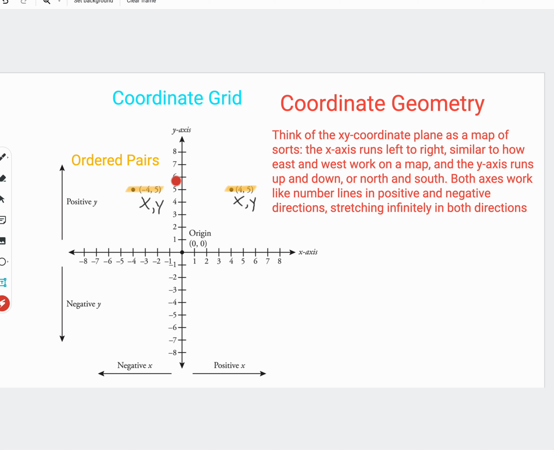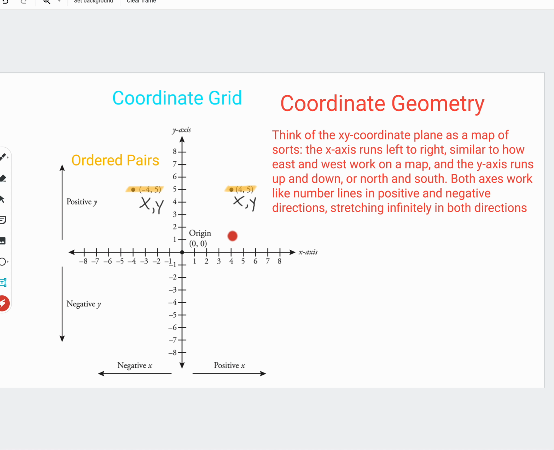Now, all of this is relative to where the x and y axes cross one another. This is called the origin. The origin is 0, 0. This is where they cross one another. All points are relative to our origin of 0, 0. All other points would be in reference to this origin of 0, 0.